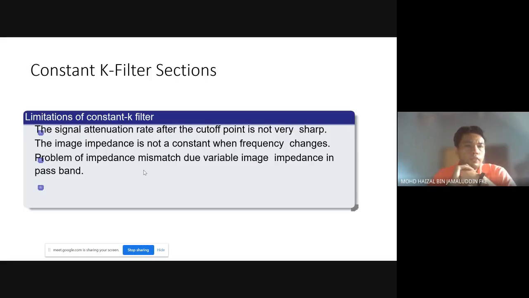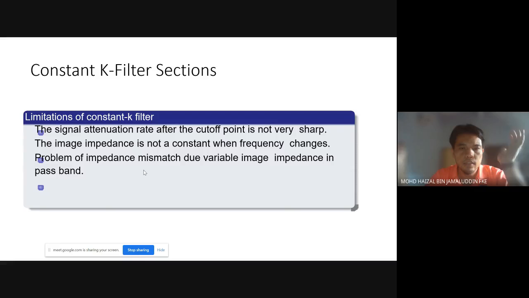Okay, the constant K filter section has a problem. The first problem is that the signal attenuation rate after the cutoff point is not very sharp. So if we want to cut off at 2 gigahertz, it will go maybe to 2.5 or 3. So it is not maintained at 2 gigahertz. So the attenuation rate is not sharp.